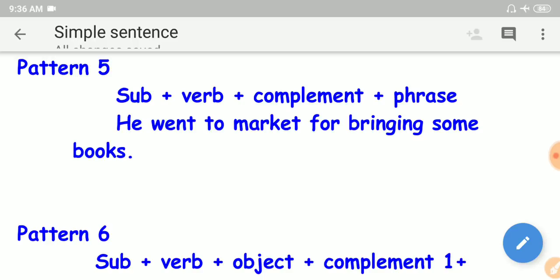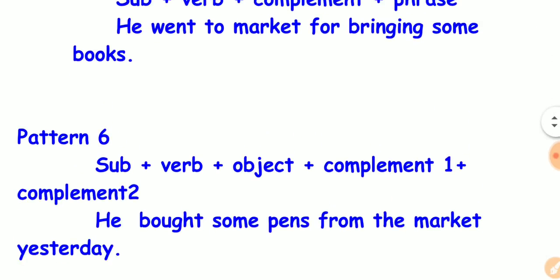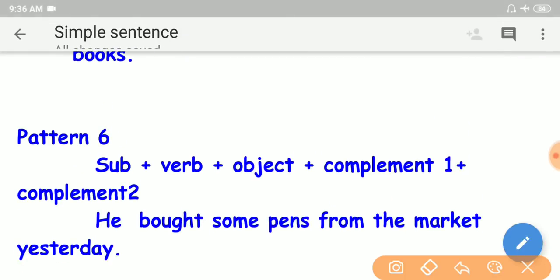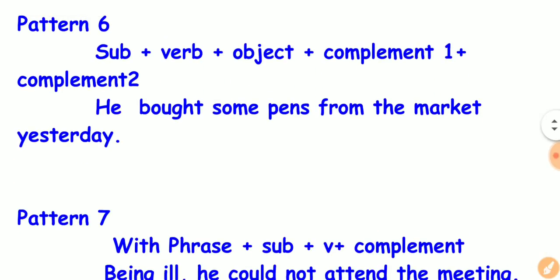So let us go and learn with pattern number 6. Pattern number 6: subject, verb, object, complement and complement 2. So maybe a sentence can contain more than 2 complements. For example, he bought some books from the market yesterday. From the market, complement 1; yesterday, complement 2. Where, when, it answers. That's why it is a complement.